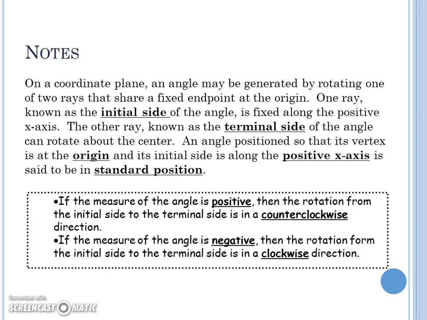So if the measure of an angle is positive, then the rotation from the initial side to the terminal side is counterclockwise. So say if it's 30 degrees, we go to the left 30 degrees. If the measure of the angle is negative, then the rotation from the initial side to the terminal side is clockwise. So if it's negative 30 degrees, we go to the right 30 degrees.